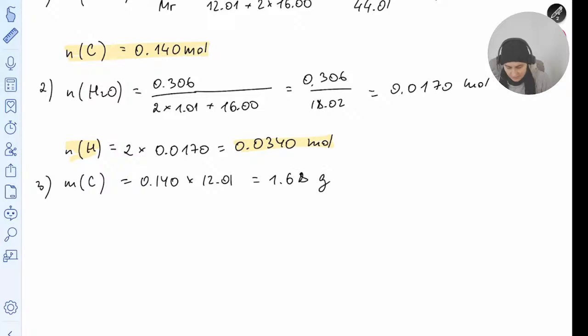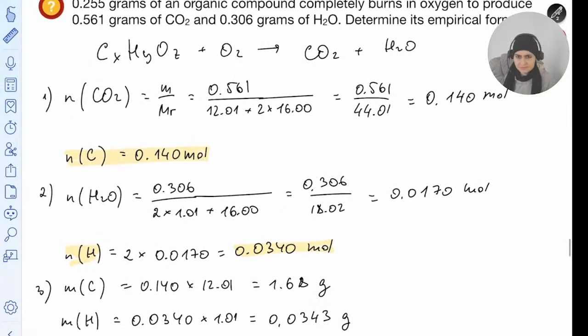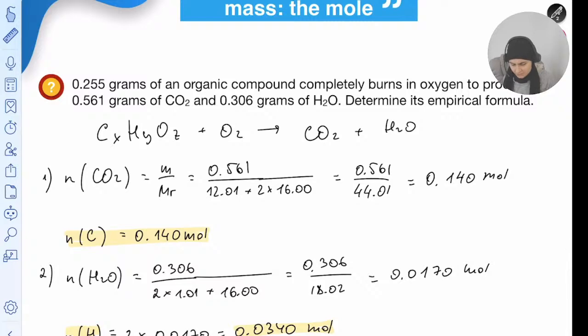168 grams. Then mass of hydrogen, where's hydrogen? 0.304, right? These moles. So moles times relative atomic mass, which is 0.0343 grams, and then mass of oxygen. So I do my total mass, which is 0.255.